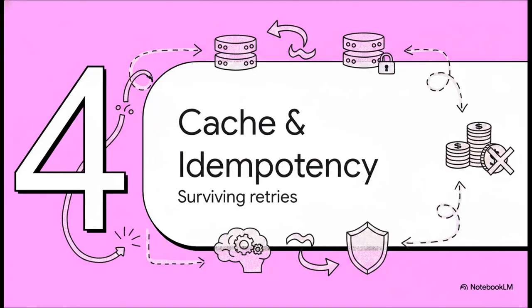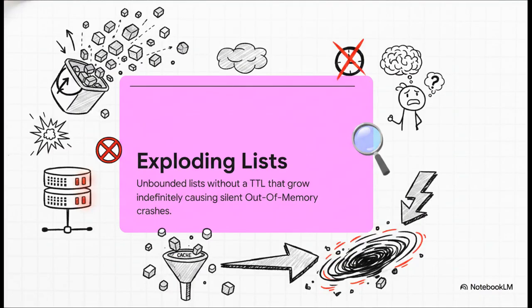All right, moving to Chapter 4, we're going to focus on caching and idempotency mastery. At scale, network retries are constant, and you have to know how to handle them safely without blowing up your memory. But listen, before you blindly add a caching layer to solve all your performance woes, you have to beware of this silent killer, the exploding list.